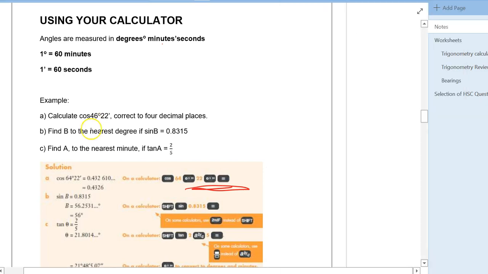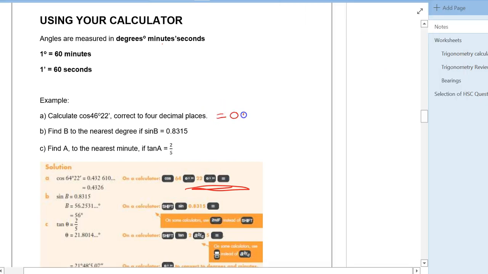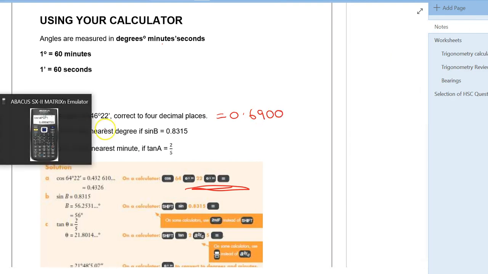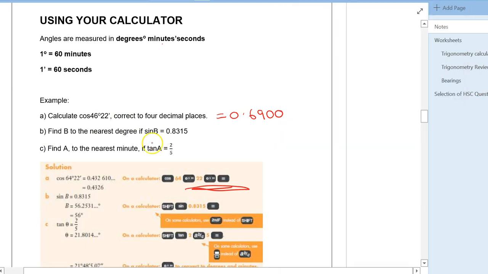I've put that in the wrong way. This is a different example here, but we'll go with this one anyway. It's 0.6900.